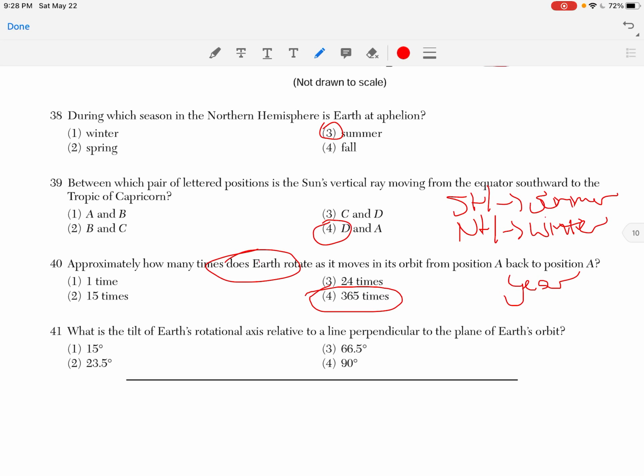Now, question number 41 asks, what is the tilt of Earth's rotational axis relative to a line perpendicular to the plane of Earth's orbit? That sounds all complicated, but basically all it's asking is, how much is Earth tilted on its axis? And you just have to recall this one. The Earth is tilted on its axis, not so much, just a little bit of a tilt. So there's the equator, this is the tilt of the Earth, and it's tilted 23.5 degrees from vertical. The answer is number 2. That's just one of those questions you have to memorize. Know that the Earth is tilted 23.5 degrees. That's what makes us have summer and winter and spring and fall, and it's reversed in the northern and southern hemisphere.